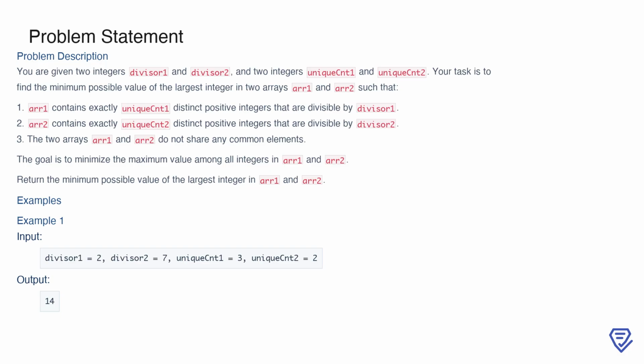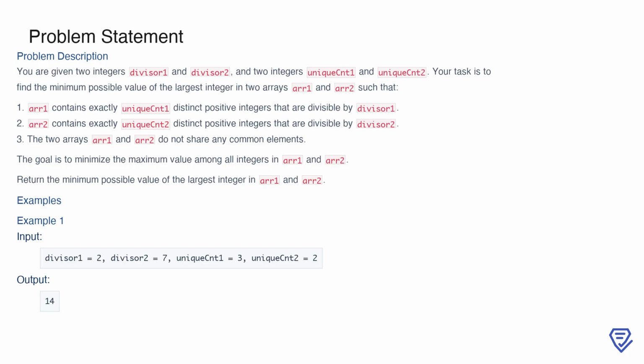In this problem, we are tasked with constructing two arrays, ARR1 and ARR2, under specific conditions. The first array, ARR1, must contain exactly unique CNT1 distinct positive integers, all of which are divisible by divisor1. Similarly, the second array, ARR2, must contain exactly unique CNT2 distinct positive integers, all of which are divisible by divisor2. Importantly, the two arrays cannot share any common elements. Our goal is to minimize the maximum value among all integers in both arrays combined.